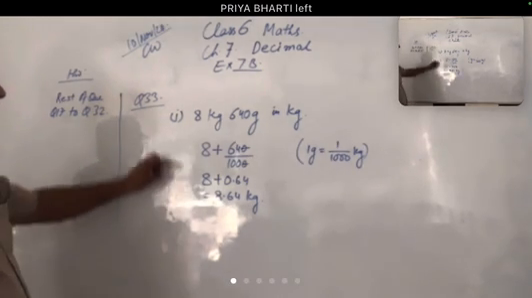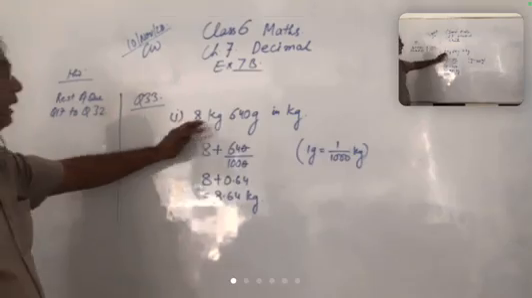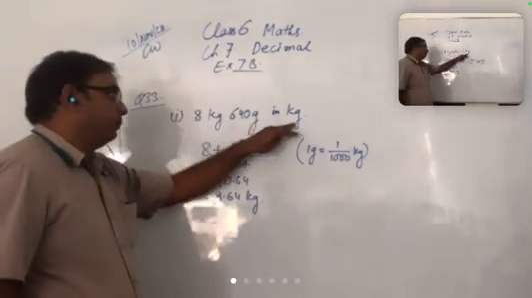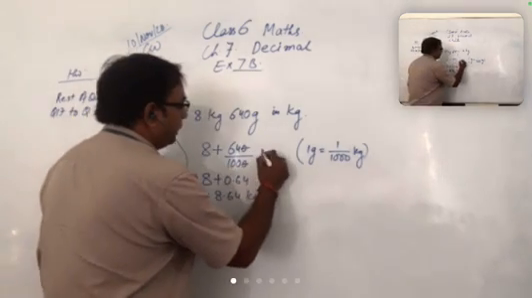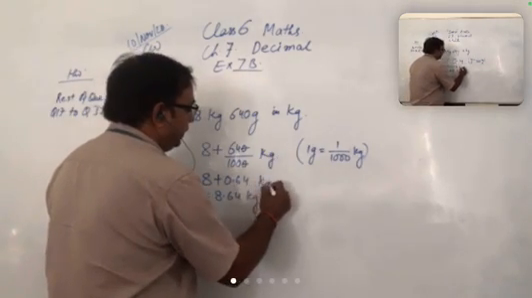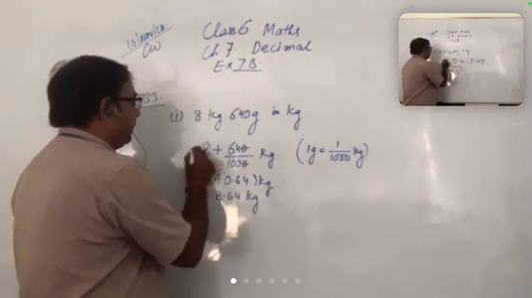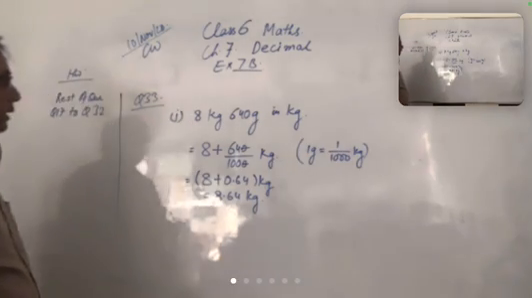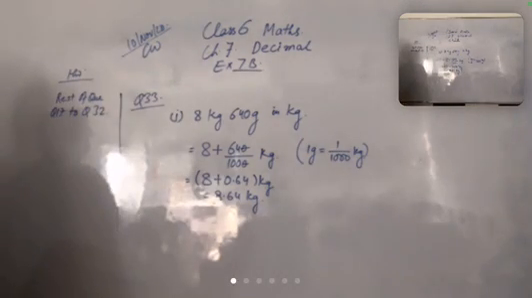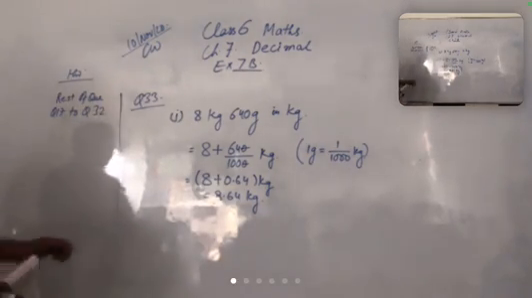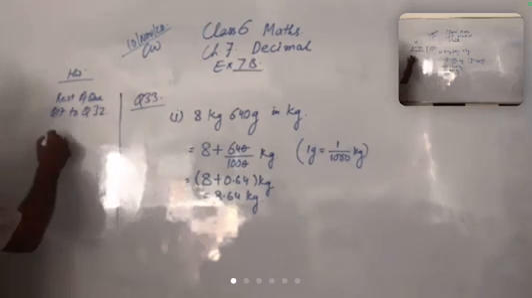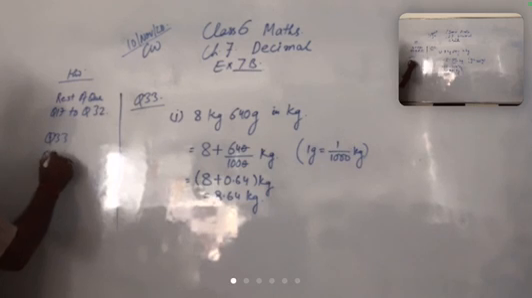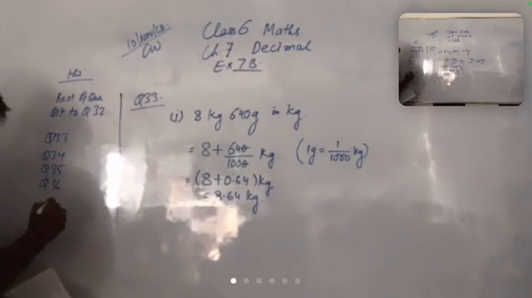How do we convert this number into kg? So, we have to write kg here, and at the last we get 8.64 kg. Is this clear? Good. So question number 33, question number 34, question number 35, question number 36.